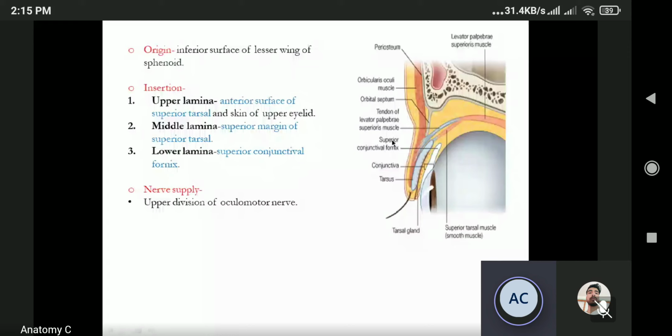So this is the superior conjunctival fornix. When you study the eyeball, you'll understand all this: superior conjunctival fornix, inferior conjunctival fornix. Just remember it is divided into 3 and inserted like this: upper lamina in the anterior surface of the superior tarsus and skin of the upper eyelid, middle lamina in the superior margin of the superior tarsal, and lower lamina in the superior conjunctival fornix. Okay, these are the fornices, you can see.